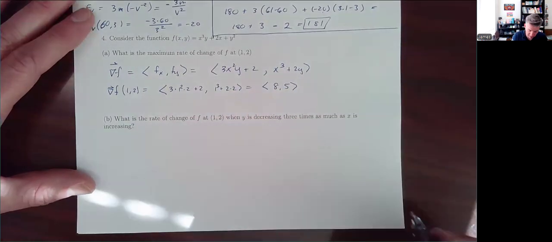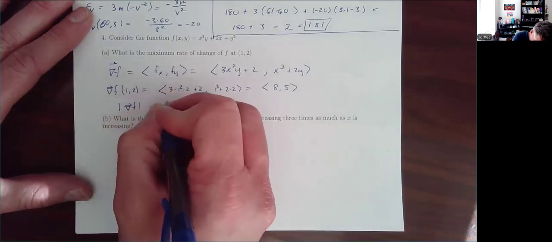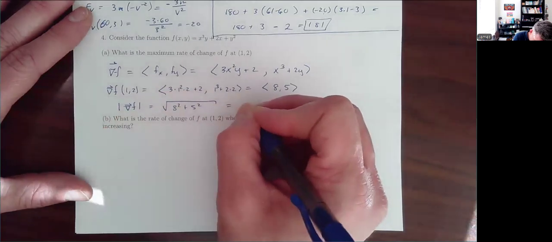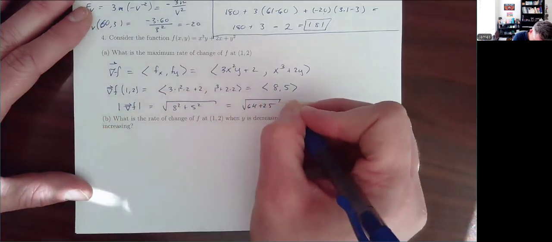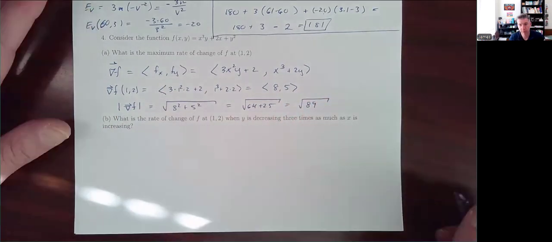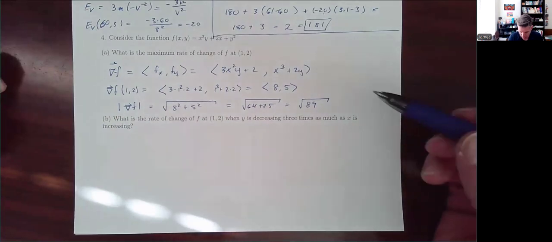And then the magnitude of that vector, the magnitude of the gradient, is just going to be the square root of 8 squared plus 5 squared, which is the square root of 64 plus 25, which is the square root of 89. That doesn't simplify any further. So the maximum rate of change of this function at that point is the square root of 89.